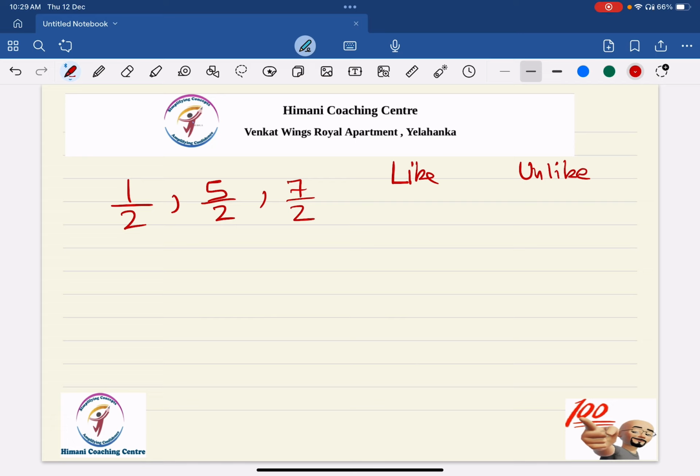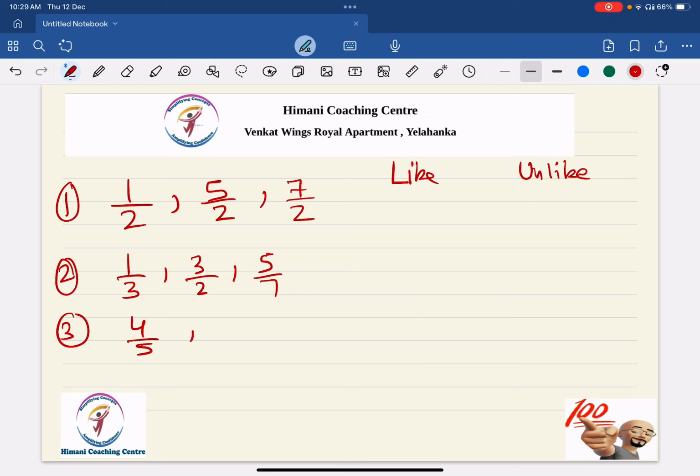So this is question number 1. Let us make question number 2: 1 by 3, 3 by 2, 5 by 7. Third question, 4 upon 5, 6 upon 5, 8 upon 5. Fourth question, 1 by 3, 7 by 5. So now kids, pause the video and do the tick under each question.